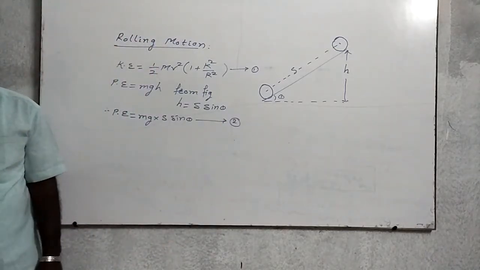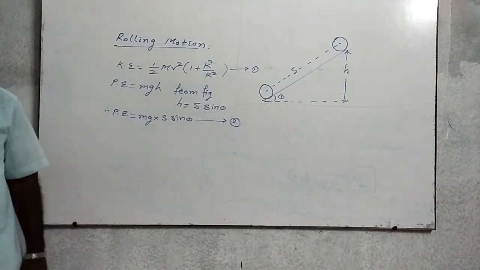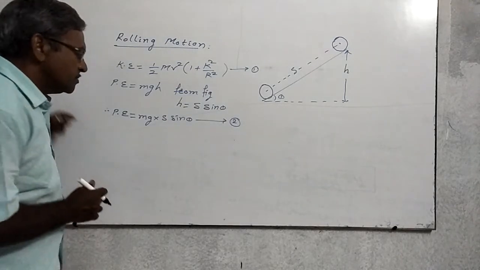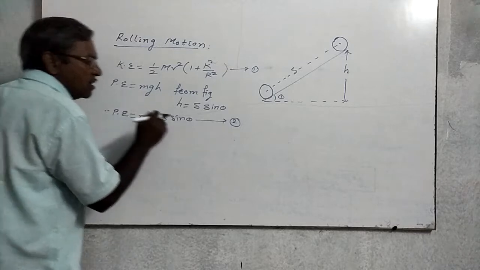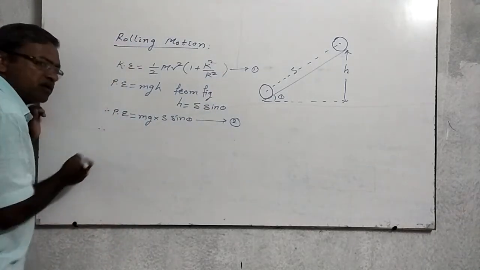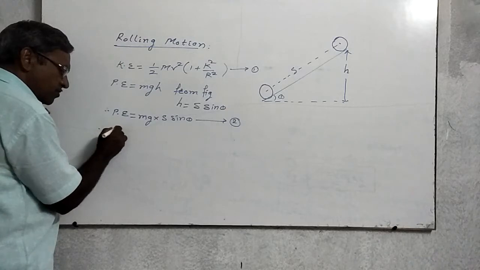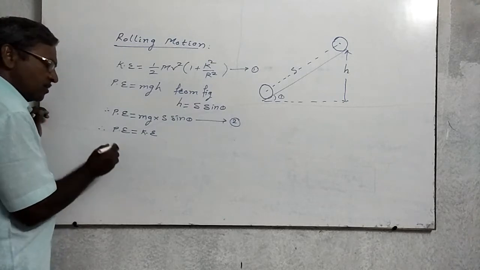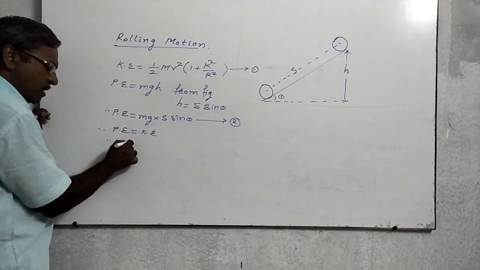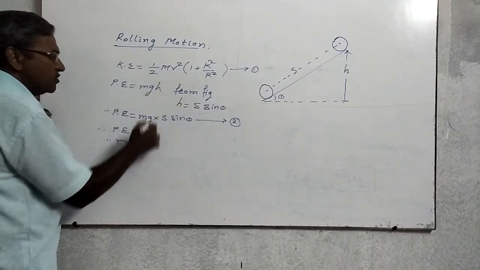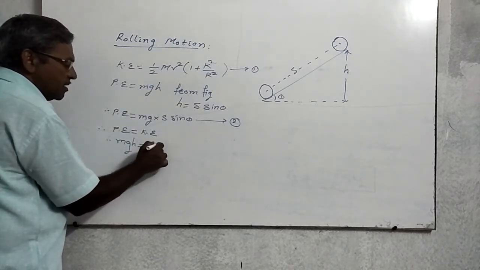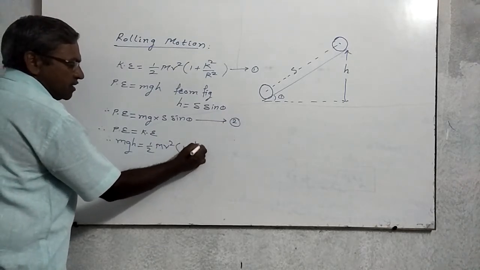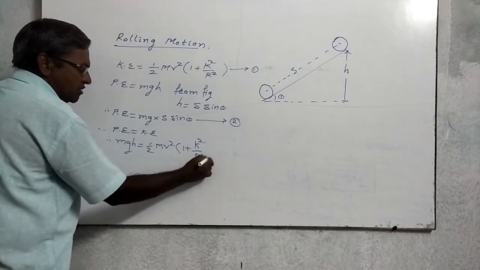So here, when you put these values, by the law of conservation of energy, this potential energy is equal to kinetic energy, and when you put these values, mgh is equal to 1/2 m v square into bracket 1 plus k square upon r square.